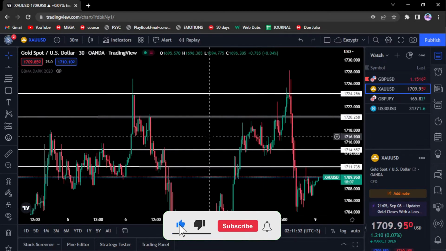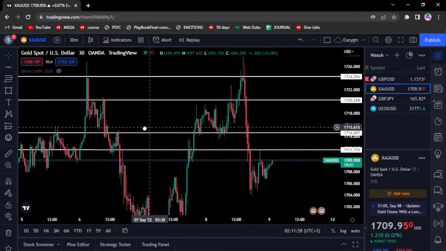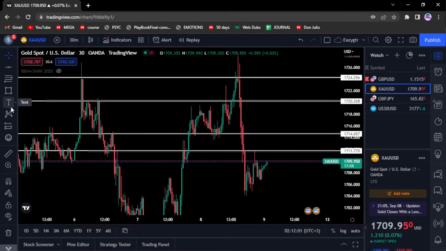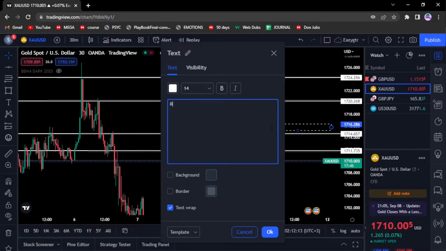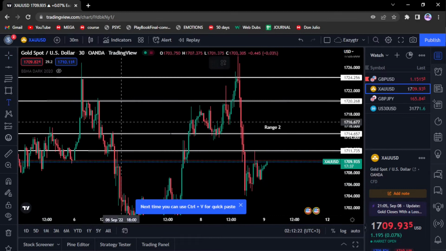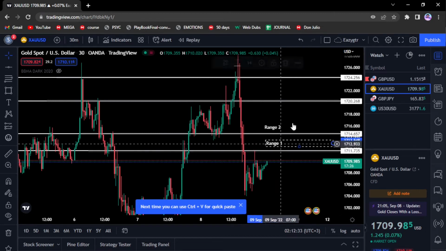As I looked at the daily, I realized that gold was bearish, and as explained in our price action videos, when gold, or rather any pair, is bearish, it has to break through two ranges for you to change your bias. So this was today's range 2, and here we had today's range 1.